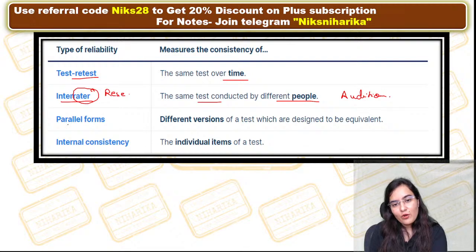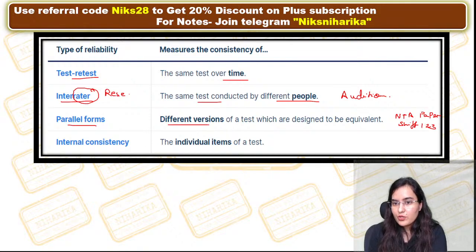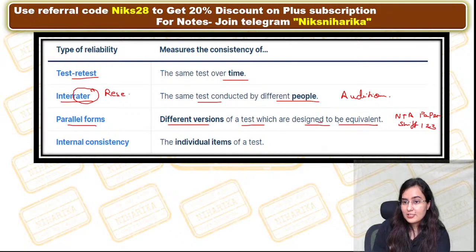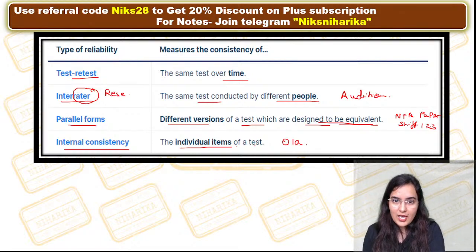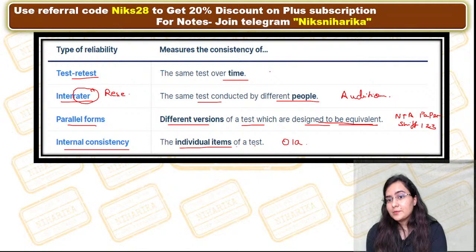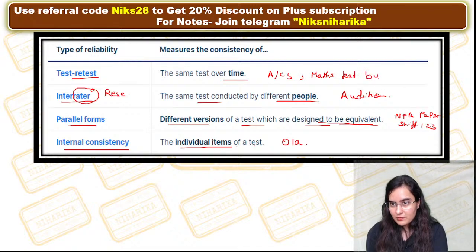In parallel forms, like you said, the NTA paper with shift 1, shift 2, shift 3, there are different versions of a test that are designed to be equivalent. And internal consistency is about the individual items of a test, like we discussed with Ola and Airtel Dish. And test-retest, we can say an accounts or maths test by one person.